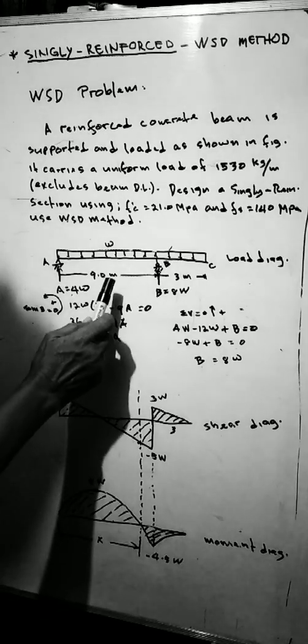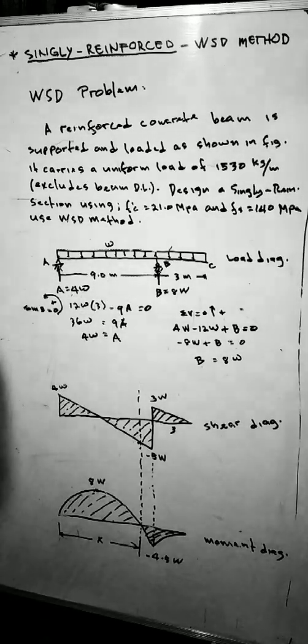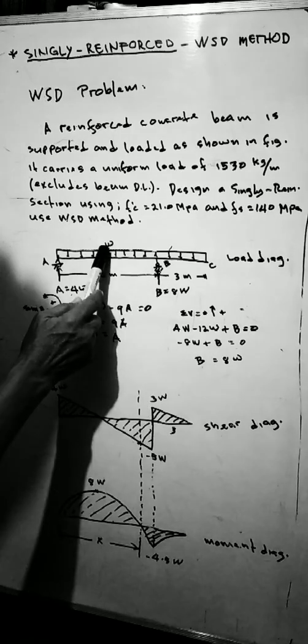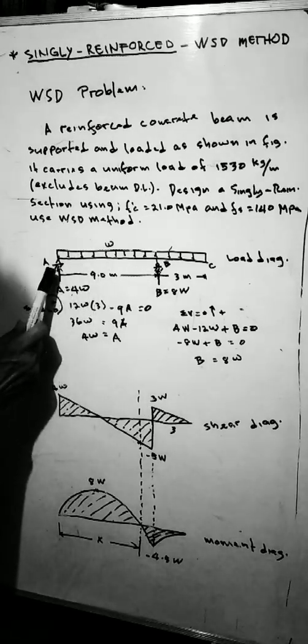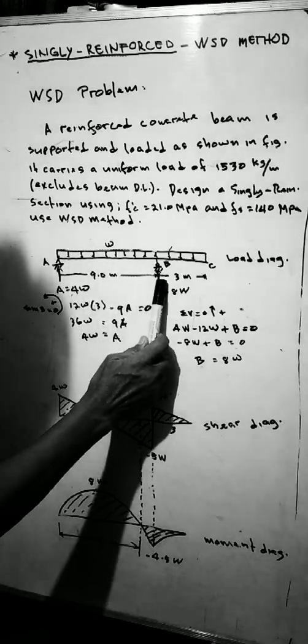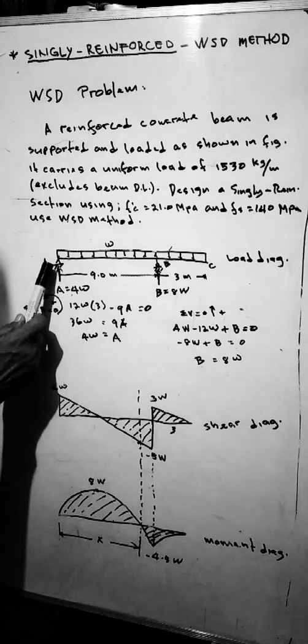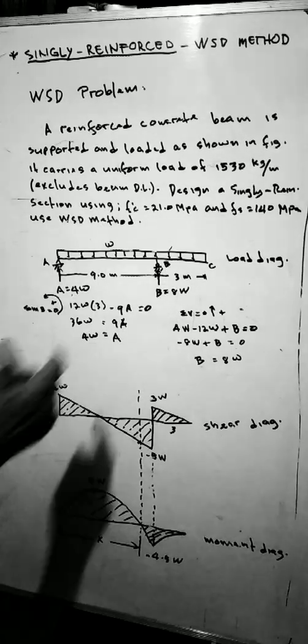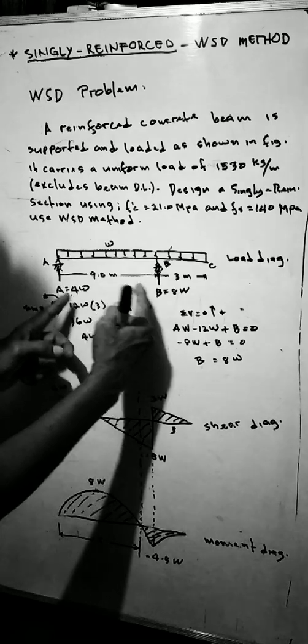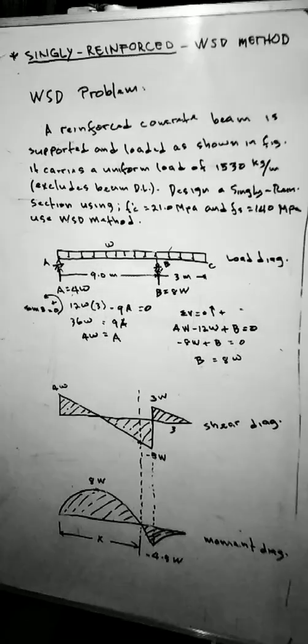So this is the figure. This is the beam and it is supported here and here, point A, point B. The distance of this is 9 meters and the overhang is 3 meters.